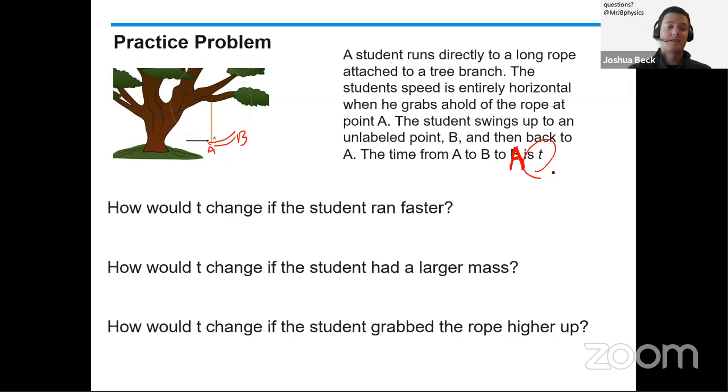Treat each of these as its own discrete change. So compared to the original, if the only thing you changed was running faster. Compared to the original, if the only thing you changed was a larger mass. And compared to the original, if the only thing you changed is grabbing the rope a little bit higher up. So treat each of these as a discrete change. And I want you to use simple harmonic motion and what you know about an oscillation and how that relates to period and time for this pendulum. And I want you to see if you can answer these 3 questions.